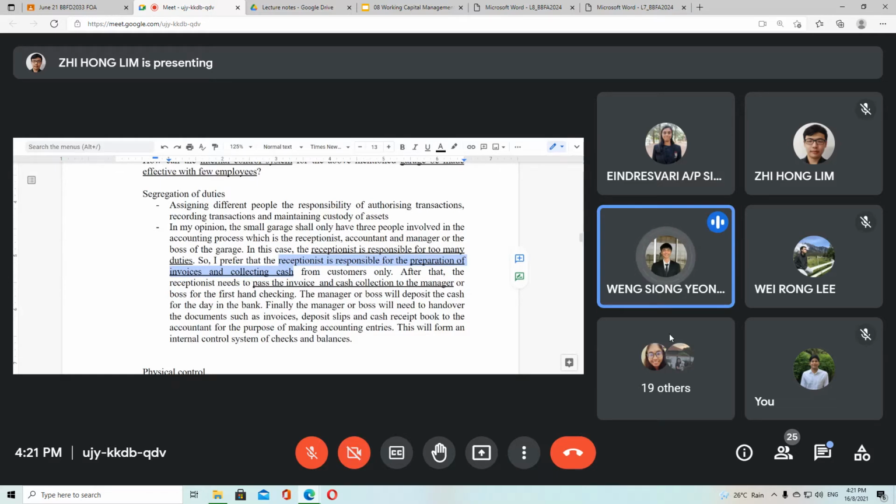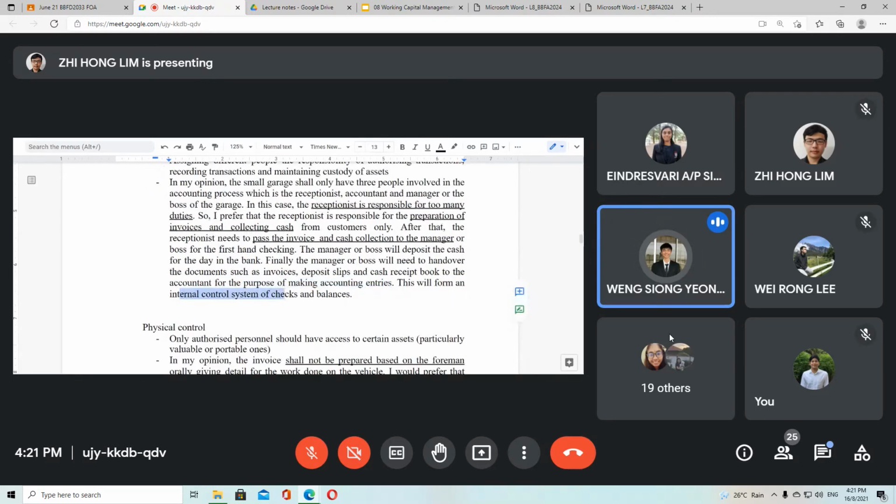After that, the receptionist needs to pass the invoices and cash collection to the manager or the boss for first hand checking. Then the manager or the boss will deposit the cash for the day in the bank. Finally, the manager or the boss will hand over all the documents such as invoices, deposit slip, and cash receipt book to the accountant for the purpose of making accounting entries. This will form an internal control system of checking and balance.